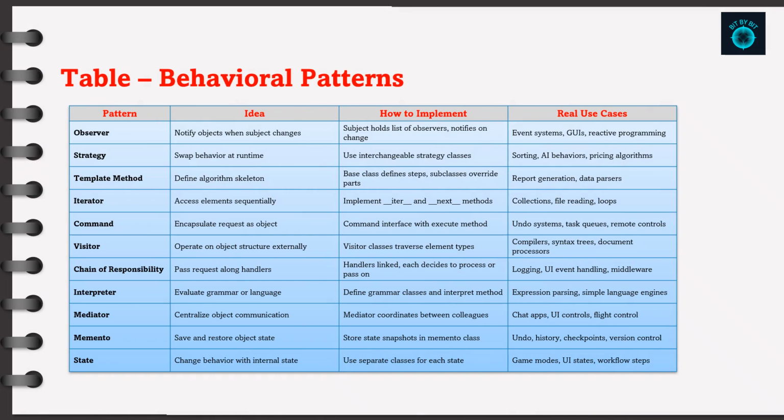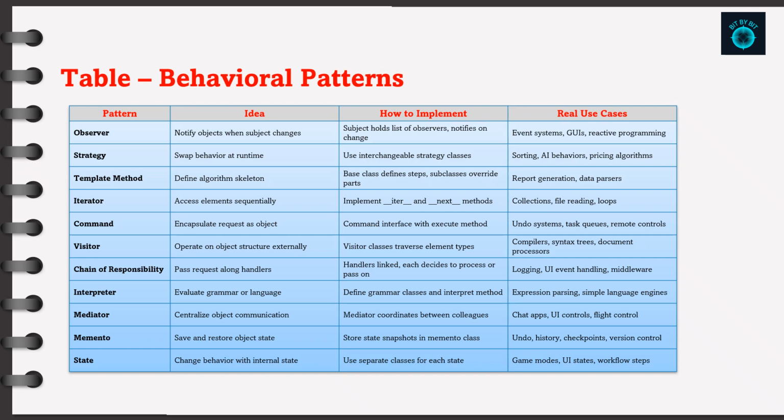This table summarizes the behavioral design patterns we've covered in this chapter. Each pattern focuses on how objects interact and distribute responsibilities based on runtime behavior, state, or control flow. First, the observer pattern lets objects get notified when another object changes. It's used in event systems, GUI apps, and reactive programming. The strategy pattern makes it easy to switch behavior by using different strategy classes. This is common in sorting, algorithms, or pricing systems.